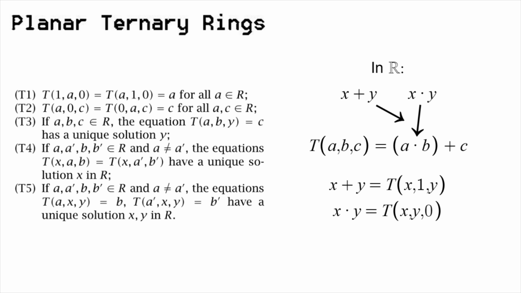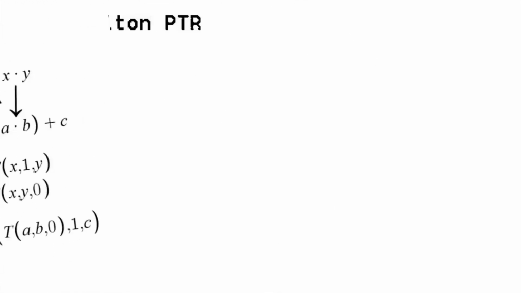See, in the general case, we actually lose something if we split t into two operations like that. In the reals, we can get t back by recombining the operations using the identity t of a,b,c equals t of (a·b),1,c. However, this doesn't work in general, and I can prove it. It'll just take a while.